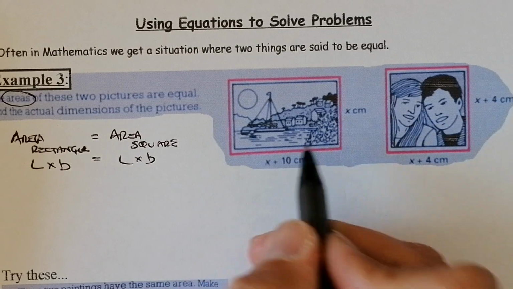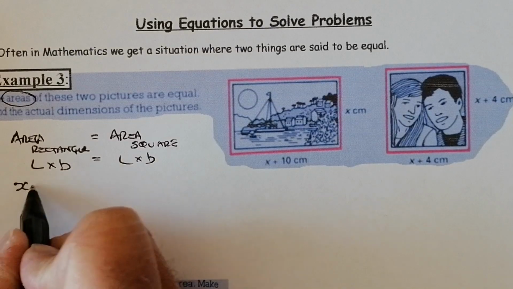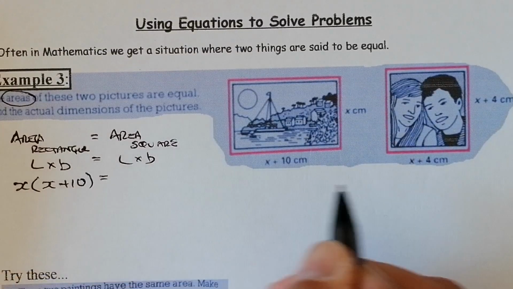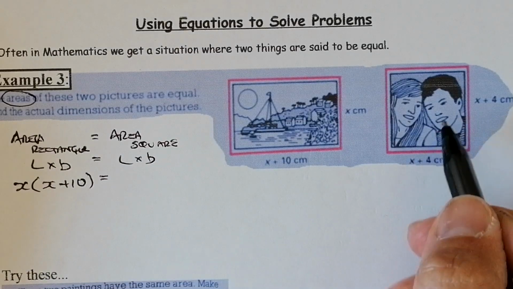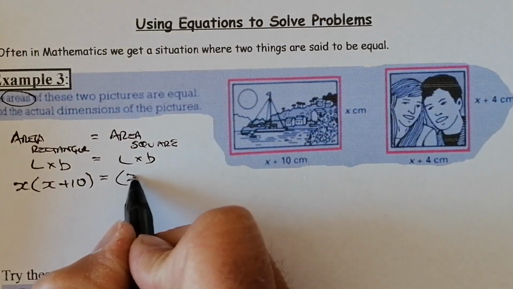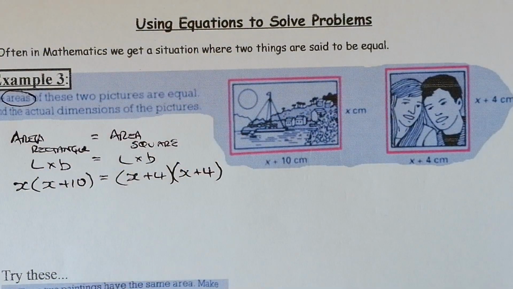Okay, length times breadth, I've got x times x plus 10, so I'll write x, and that will be x plus 10 here, multiplied together. On the right hand side, we've got a square, and it's going to be x plus 4 and x plus 4. So we've got x plus 4 times x plus 4. So all we're doing is just taking it one small step at a time.